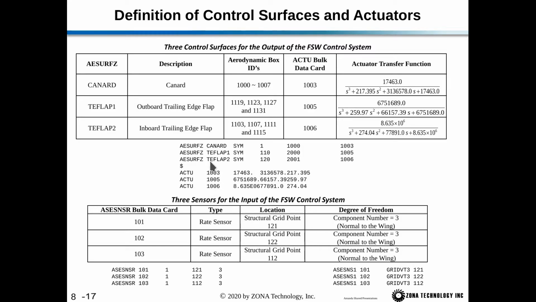So for example, if we look at the TE flap 2, that refers to the actuator with ID 1006. This is our actuator definition. So we can see that this value is this value here, and then our 77,000 is right here, and then our 274 is right here.